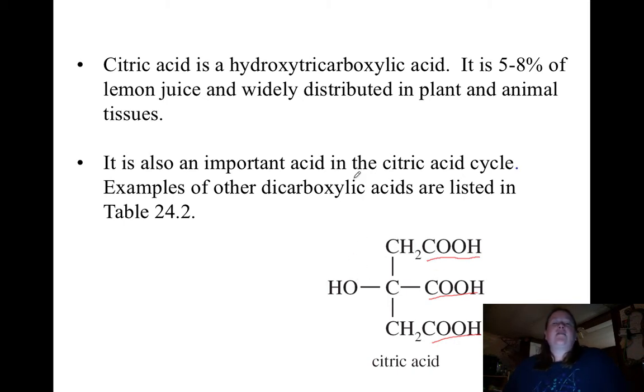But citric acid is found in fruit juices, but it is also an important component in our body in the citric acid cycle, which we're going to learn is a major component in our metabolic processes.